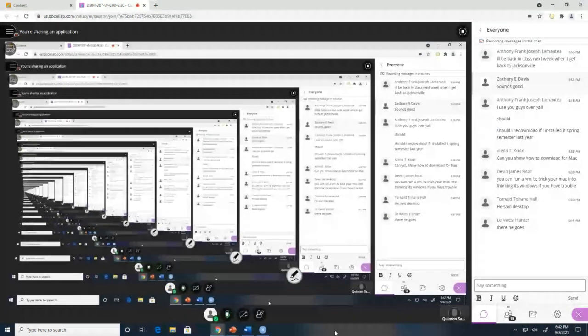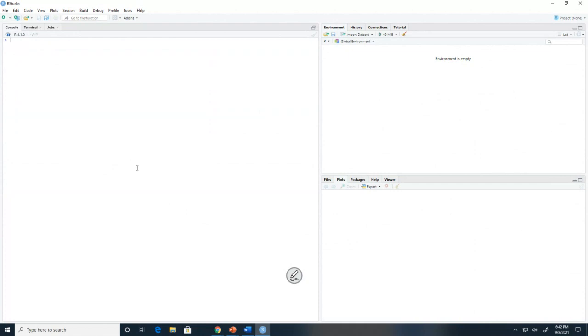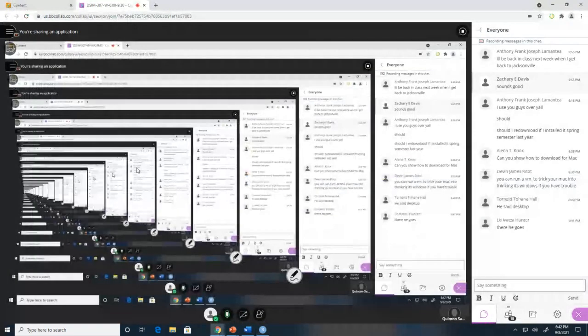So after that, you should open up RStudio and it should look like that. So you guys online, can you just put something in the chat box once you have everything installed so I know that I can keep going?